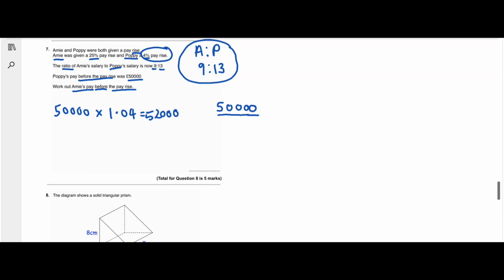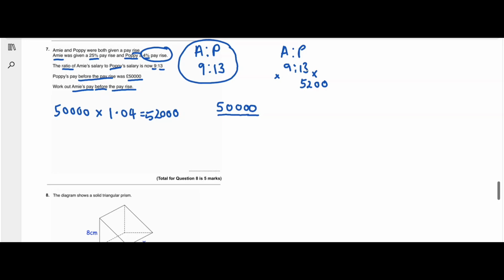So I'm going to write this out again. So I've got Amy and Poppy. This is telling me that they have £9 and £13. Well, we now know that Poppy doesn't have £13. Poppy has £52,000. So we can work out what's happened to this ratio here. How's that been simplified? So I need to work out what 13 has been multiplied by to get 52,000, because then I can apply the same to the other side of the ratio.